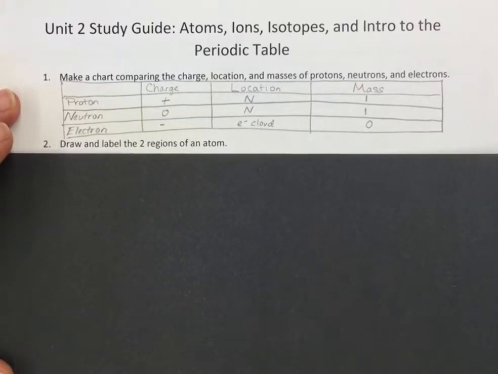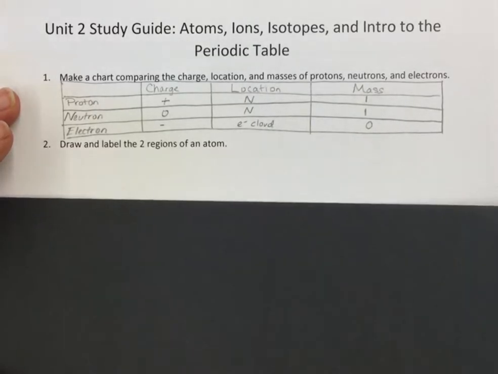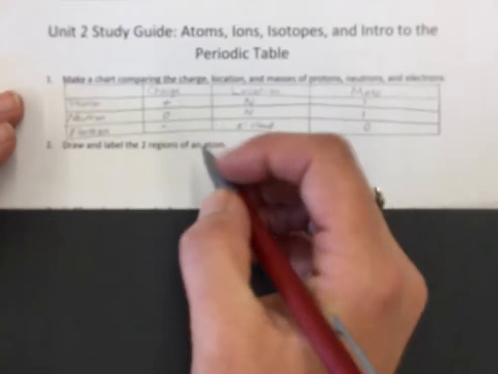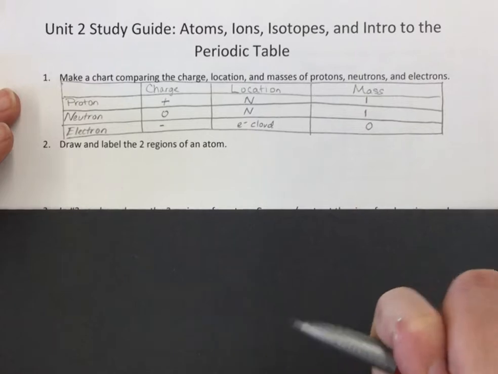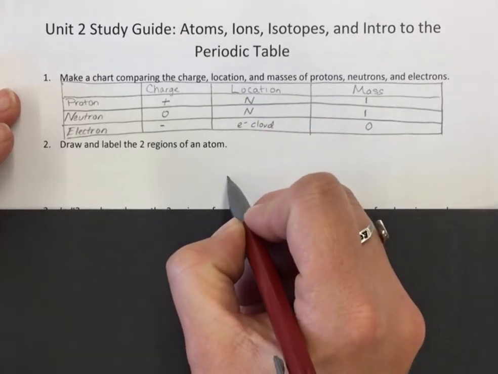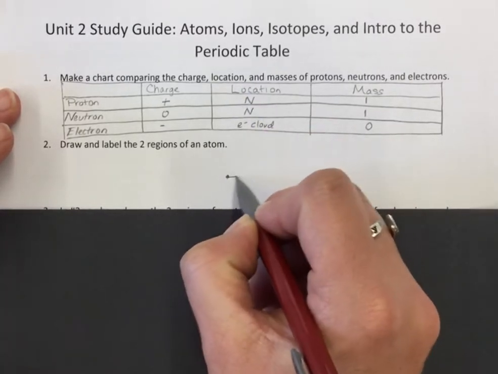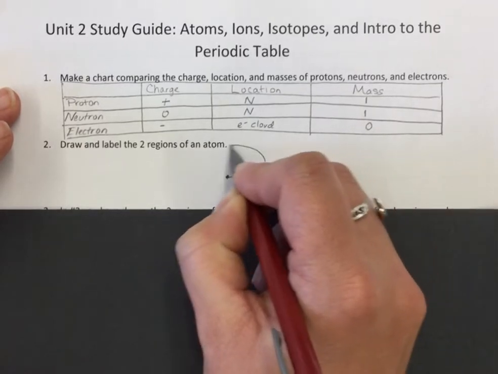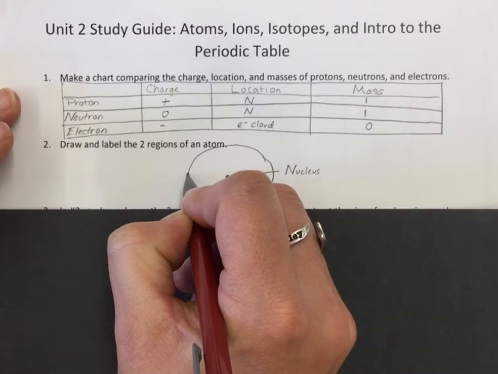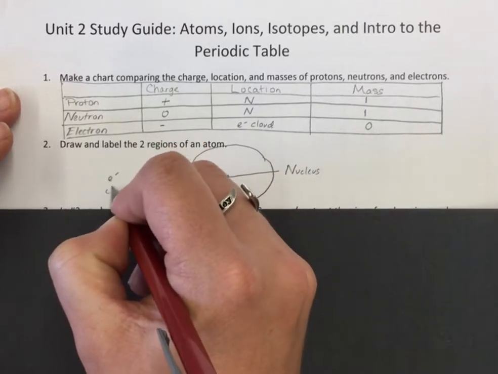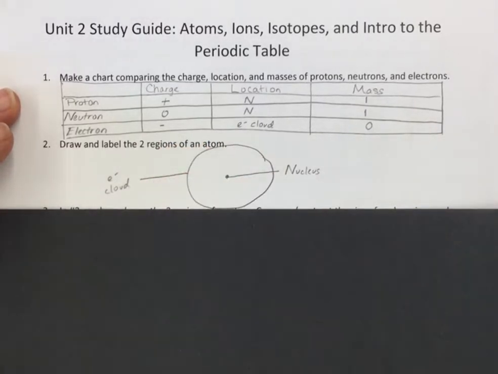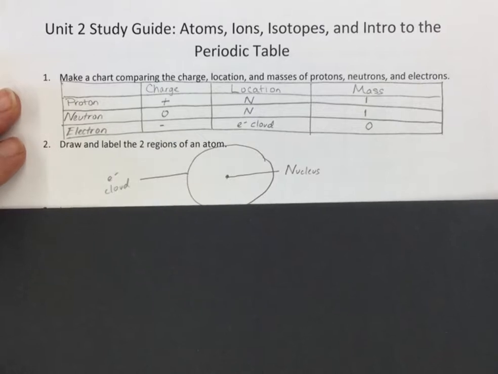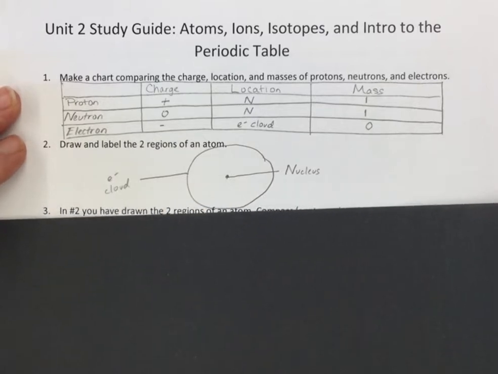For number 2, draw and label the two regions of an atom. For that one, just do a simple drawing like the one that I put in your notes video. In the center, you have the nucleus with the electron cloud around the outside. So, simple drawing of an atom with its two regions.